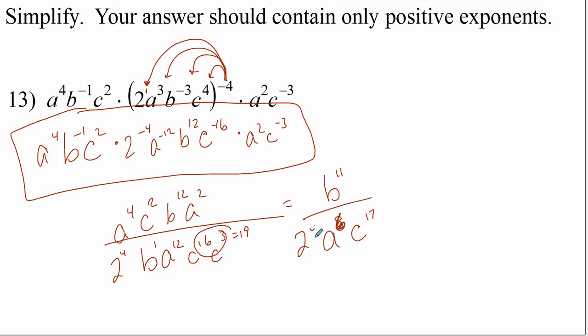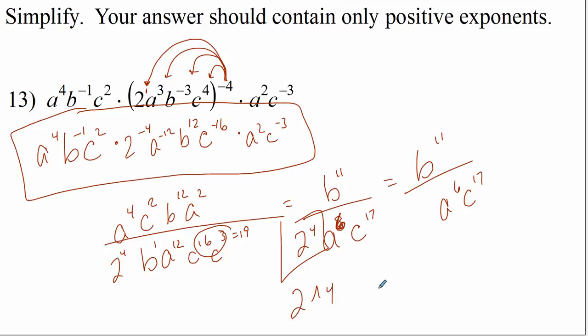And then I have the 2 to the 4 here. I can't leave it like that. It's not my answer. So my answer is B to the 11 over A to the 6, C to the 17. But what did I do about 2 to the 4? Well, plug this in your calculator, 2 caret 4, that should give you 16. And that is your final answer.